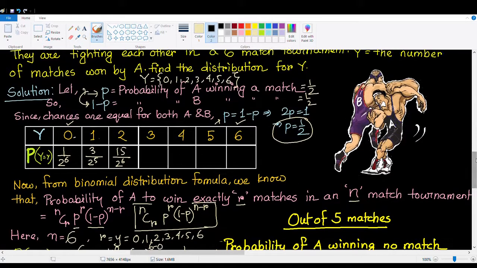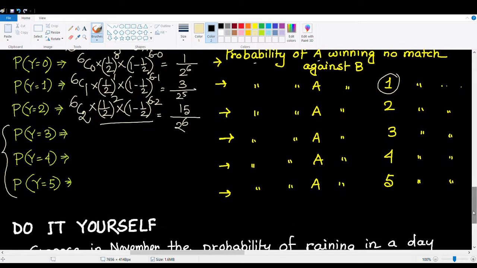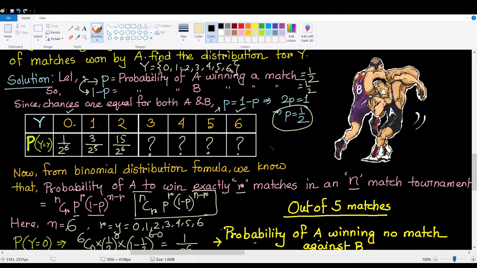Now you have to put the values of 3, 4, 5, and 6. Sorry, there's another case missing here: P of Y equals to 6. Okay, which means that probability of A winning all the matches against B. So you have to put these 4 values of probabilities in the box. So this is the distribution for the second problem.